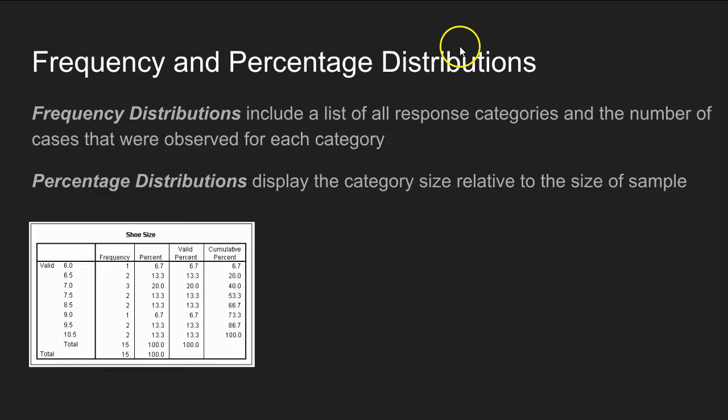It also shows the percentage distribution, which is the category size relative to the size of the sample. For instance, one of the modal values in this data set was a shoe size of 7. A shoe size of 7 had 3 observations, and those 3 observations represented 20% of the total sample. So frequency and percentage distributions can really help you get a visual picture of how values are distributed on a variable within your data set.